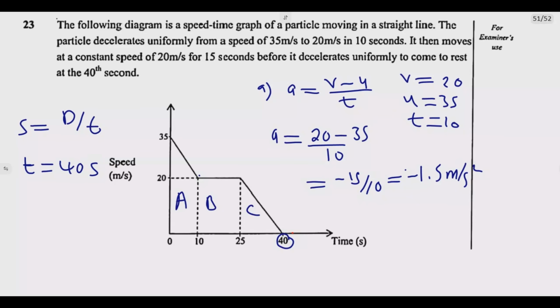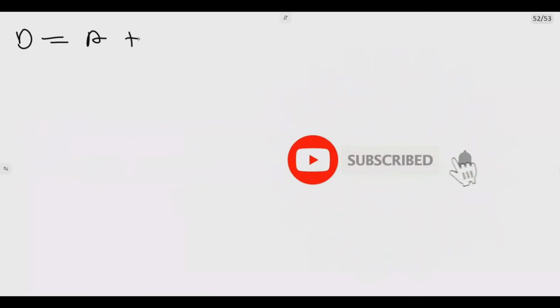So we need to divide this into 3 parts. So this is A, then we've got this is B, then this is C, like that. So that's what we need to do. Then we know that distance is equal to area under A plus B plus C. That's what we need to use. So let me just create space. So I know that distance is equal to area under A plus area under B plus area under C.